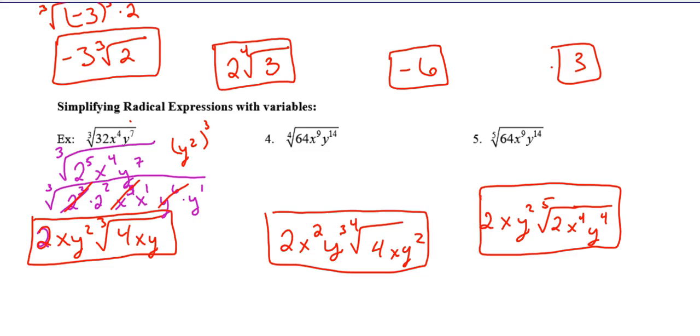Okay, so here are the solutions for number 4 and number 5. Again, make sure you have your radical index here of 4 and your radical index of 5. If you're forgetting to write those down, make sure you write them down first so that you don't forget them.